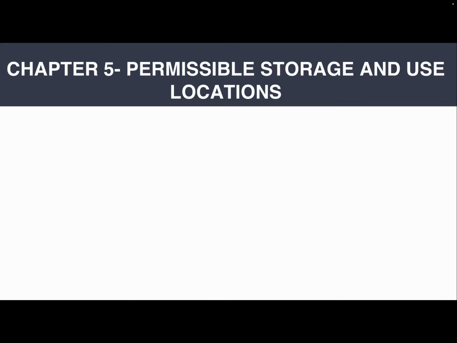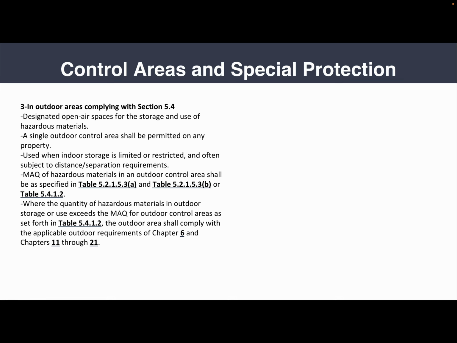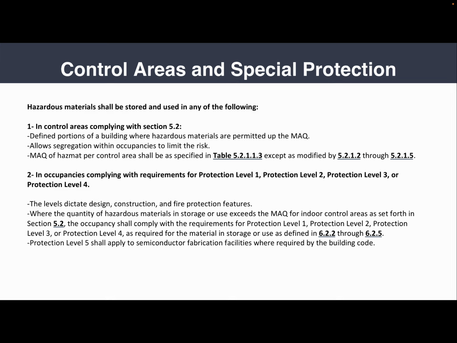Chapter 5, permissible storage and use locations, introduces us to the control areas. As per NFPA 400, hazardous materials shall be stored and used in any of the following: in control areas complying with Section 5.2, in occupancies complying with requirements for protection levels 1, 2, 3, and 4, and finally in outdoor areas complying with Section 5.4. What are the protection levels?